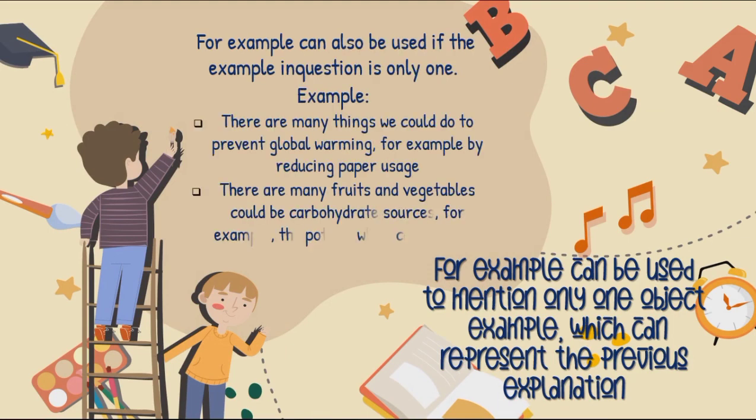For example can be used to mention one only object example, which can represent the previous explanation. For example can also be used if the example in question is only one. Example: there are many things we could do to prevent global warming. For example, by reducing paper usage. There are many fruits and vegetables that could be a carbohydrate source. For example, the potato, which counts as the best rice alternative.